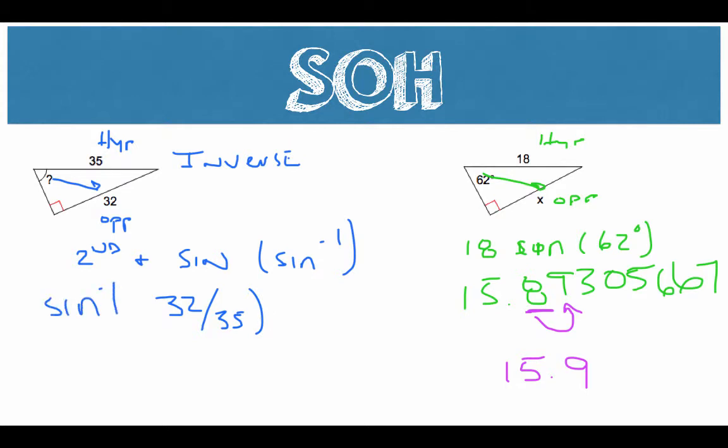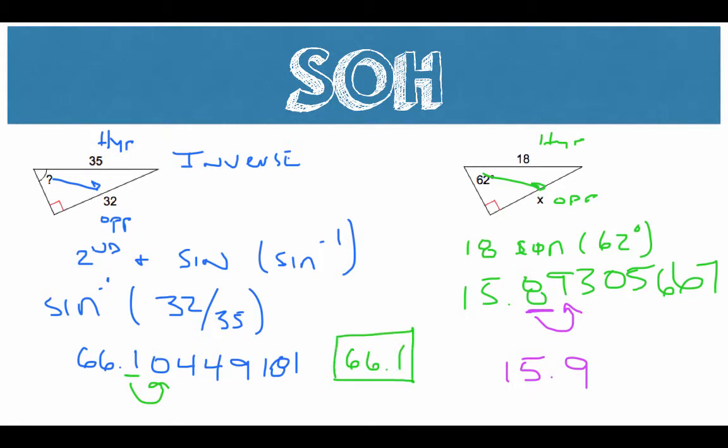So this is what it should kind of look like. Close my parentheses and hit enter. And what I'm going to come up with is 66.10449181. Now again, I only need probably one digit, so I'm going to focus on that second digit, and I'm going to come back with 66.1 as my answer for this one. So that's how you'd use the inverse for a sine equation.